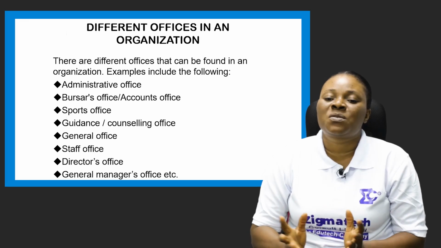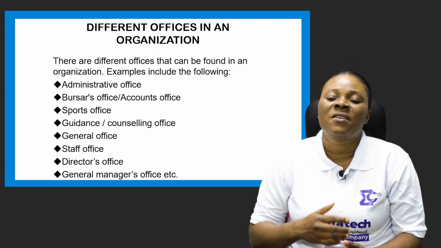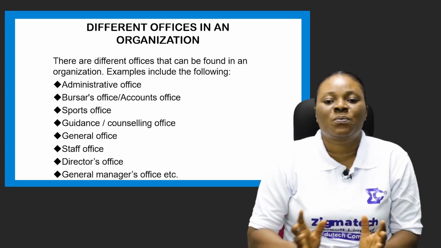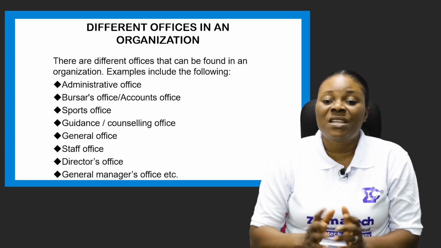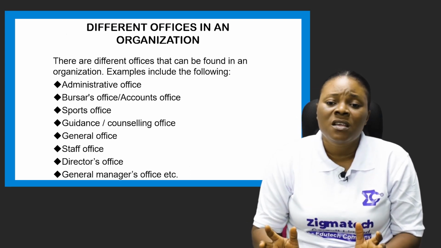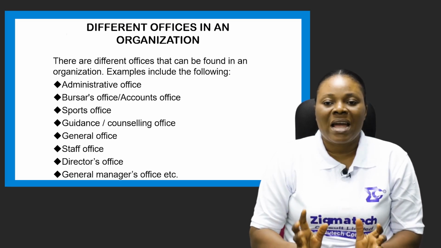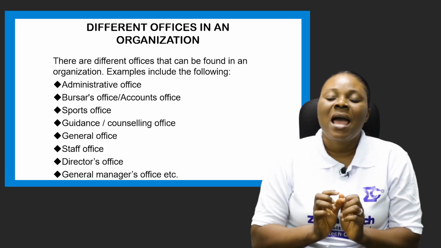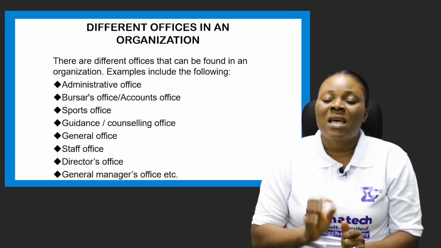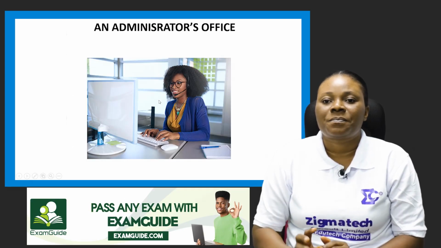The third one is the sports office, though this one might not be found in all establishments, but we also have an office that we can call the sports office. We have the guidance and counseling office. We have the general office. We have the staff office. We have the director's office. We have the general manager's office, and so many others. Like I said, it depends on the type of establishment and the type of activities carried out in such establishments.